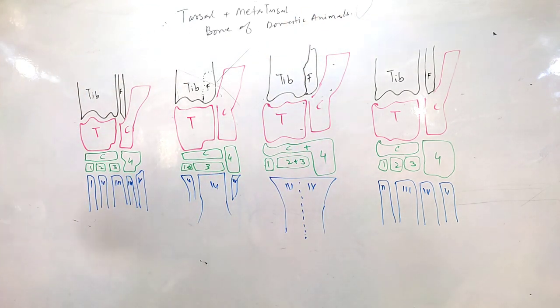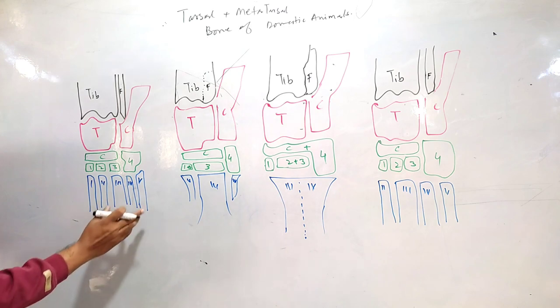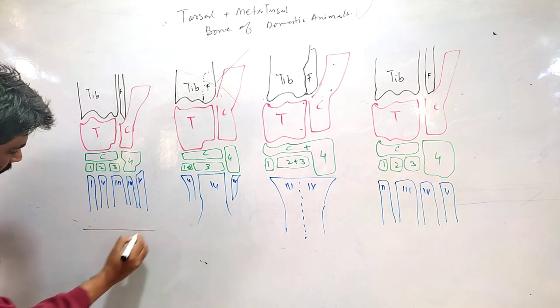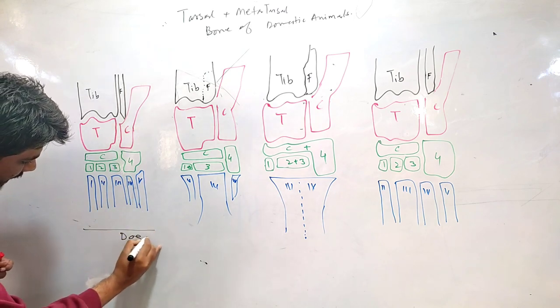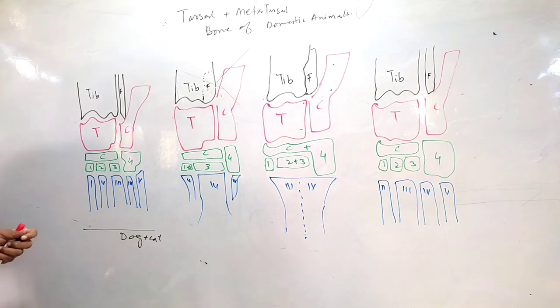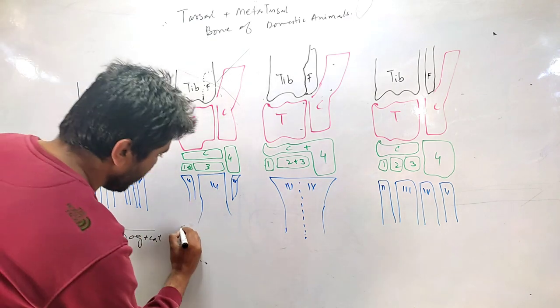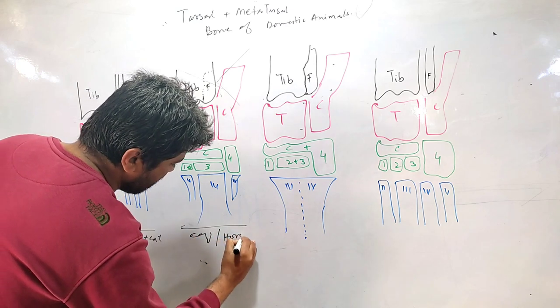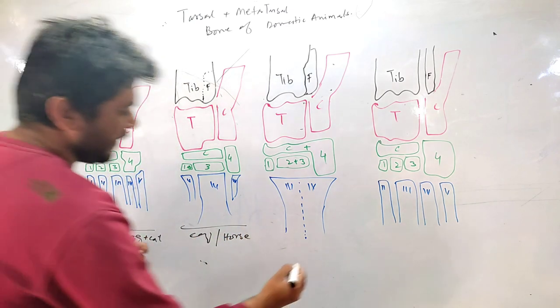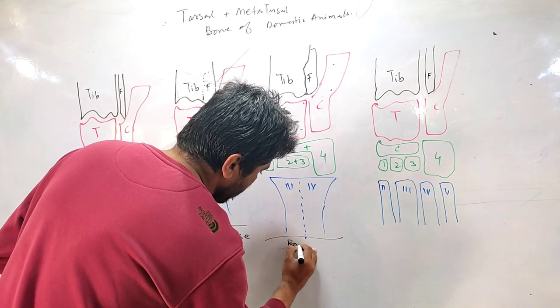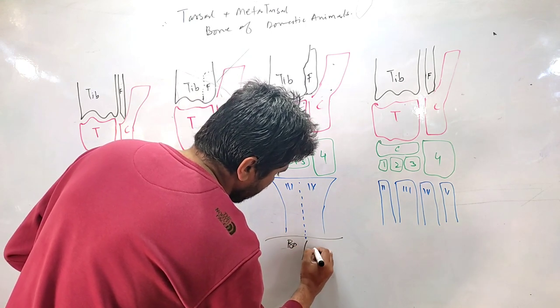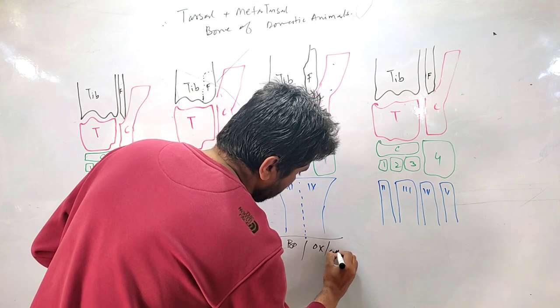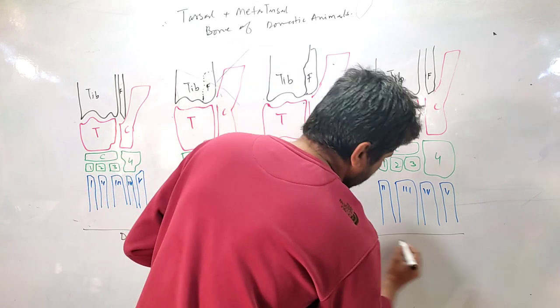With the help of this schematic diagram, this one actually belongs to carnivores, meaning dog and cat. This one belongs to equine. The example for this is horse. This one is bovine species, and this will be ox or cattle, and this one is from pig.